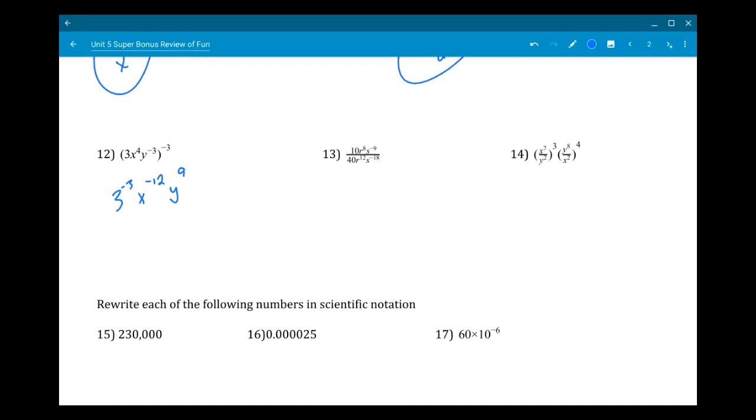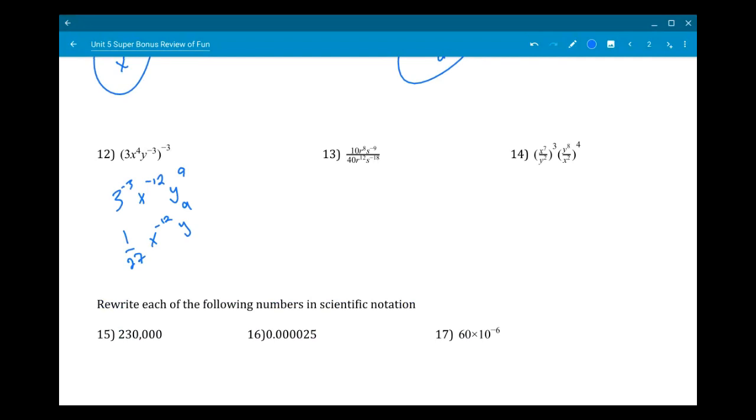The biggest thing on this test, especially when we're dealing with negative numbers, this is one place where things go wrong. 3 to the negative 3rd is the same thing as 3 to the 3rd, but in fraction form. Negative exponents are division, or negative exponents are fractions. So you need to turn that into a 1 over 27 or a 1 divided by 27. You do not have to do anything with the negative exponent on the x, but you could if you wish.